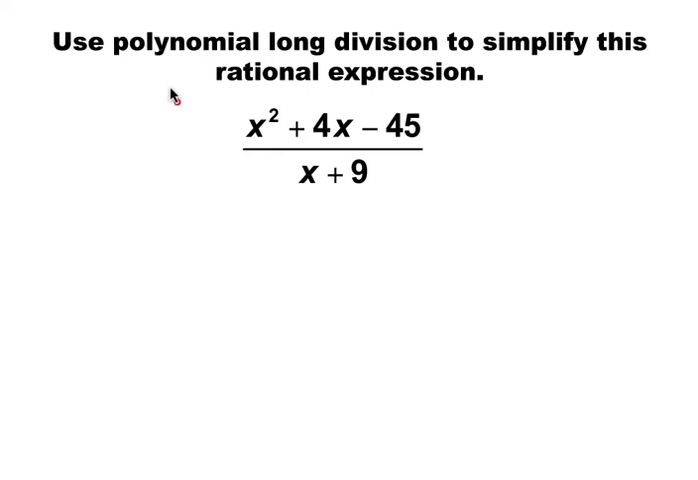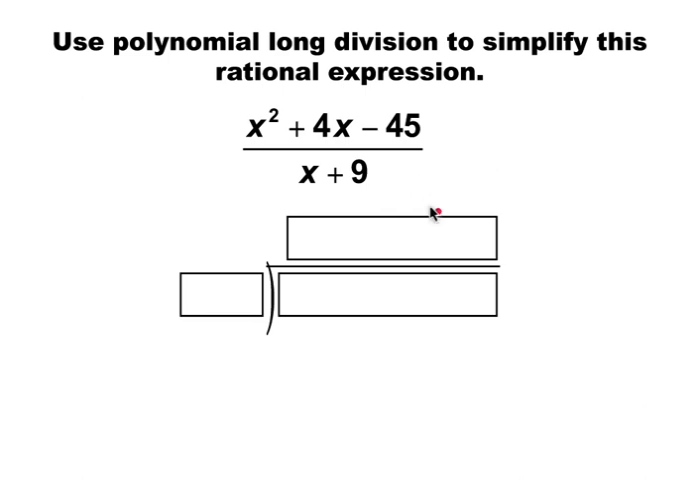Use polynomial long division to simplify this rational expression. A rational expression is the ratio of two polynomials, where the polynomial in the denominator cannot be zero. To use polynomial long division to simplify this rational expression, divide the numerator by the denominator. We'll use this template to do the long division.